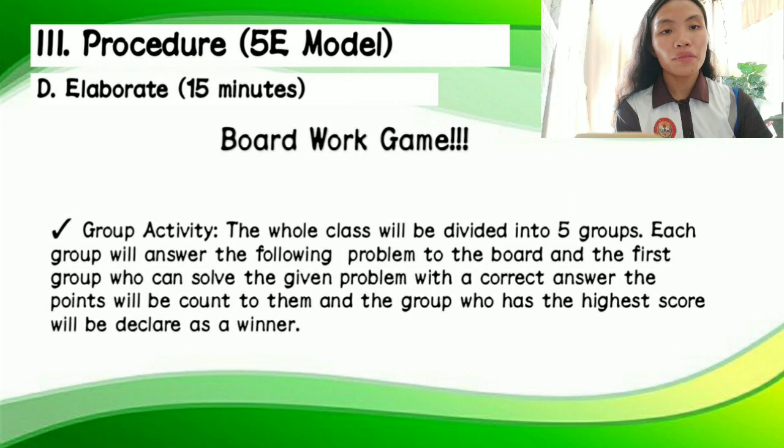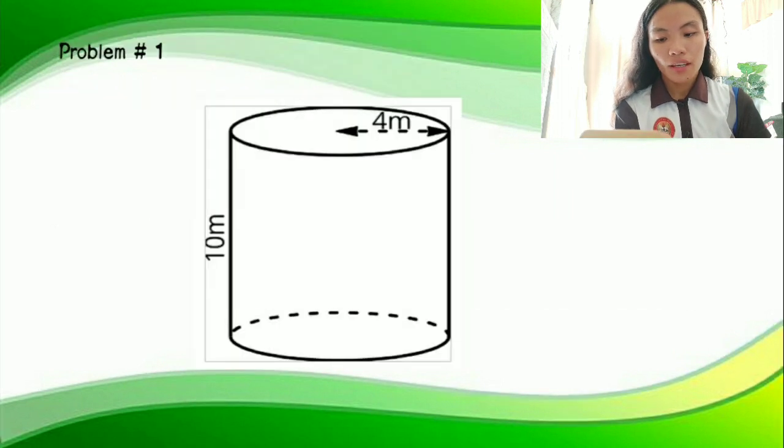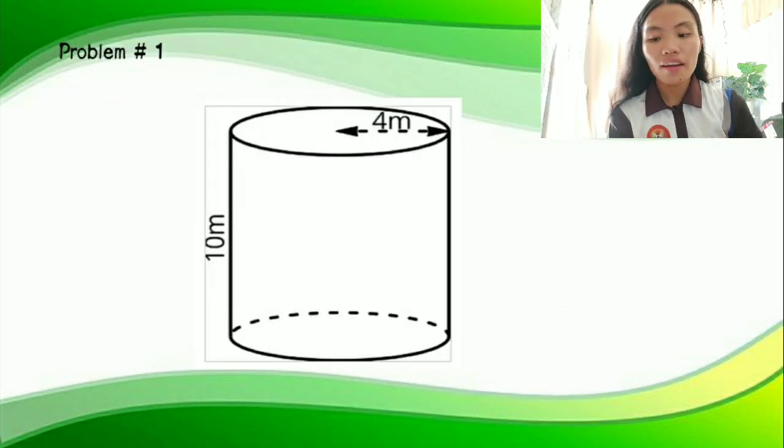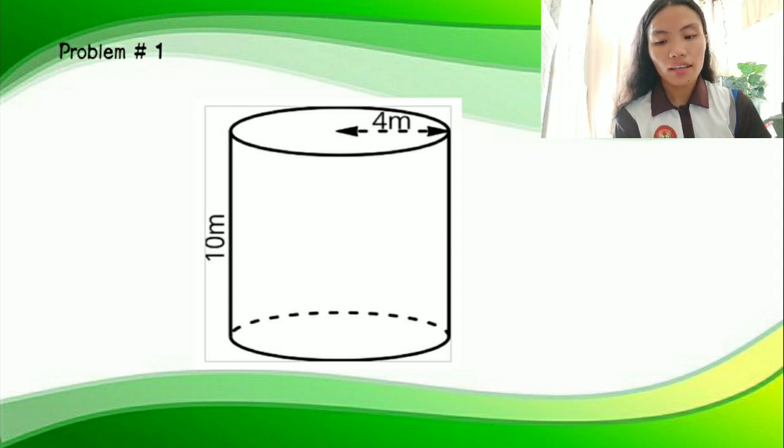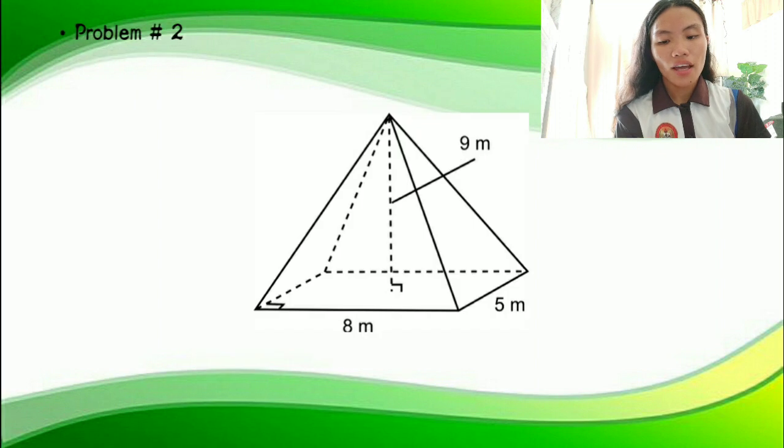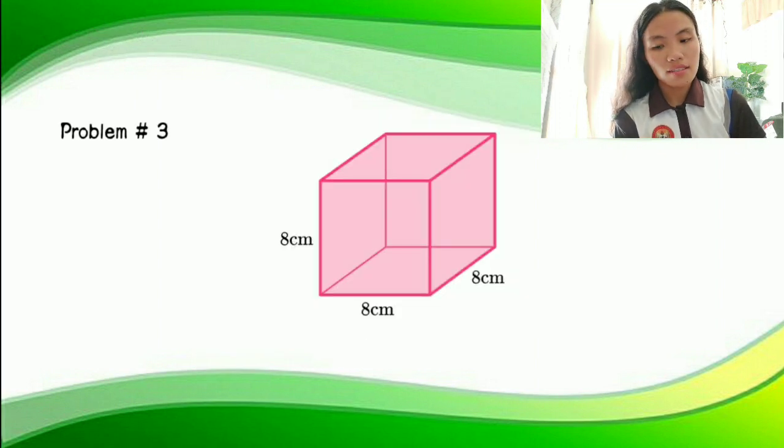So here is problem number 1. As you can see there, it is a cylinder. The next one is the pyramid. And the third problem is a rectangular prism.